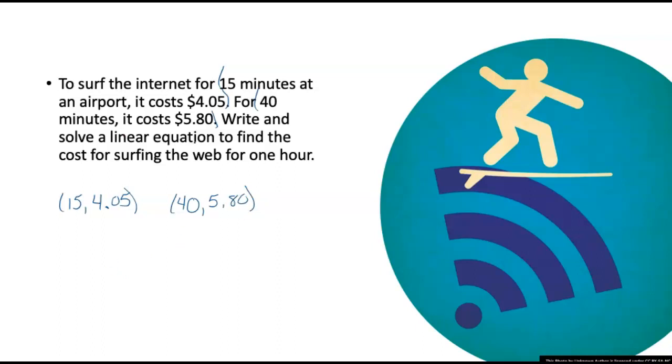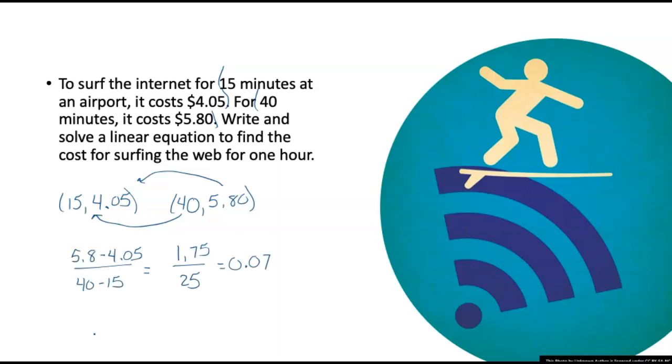Write and solve a linear equation to find the cost for surfing the web for 1 hour. With 2 points, remember, you're going to first find your rate. y2 minus y1, x2 minus x1. And then we'll have to figure out what to do next. So pause, find your slope, and come back.